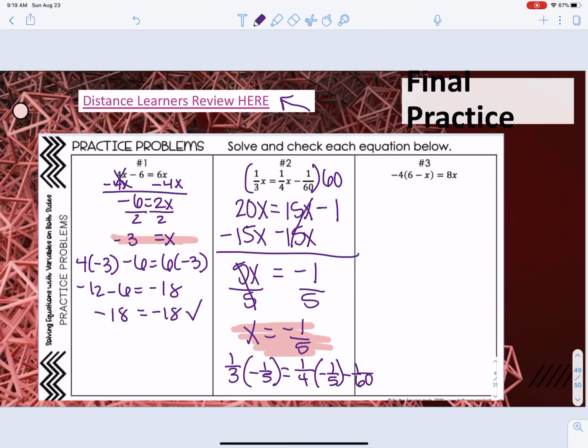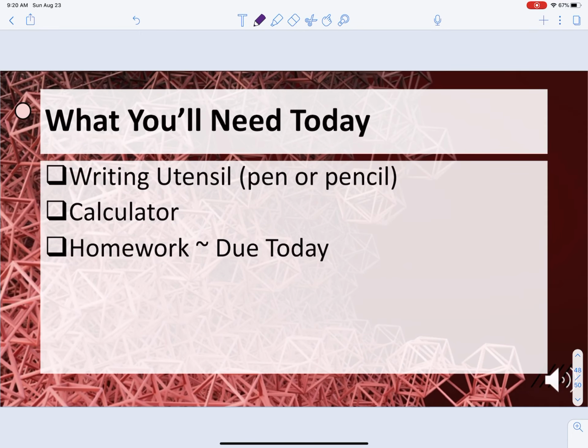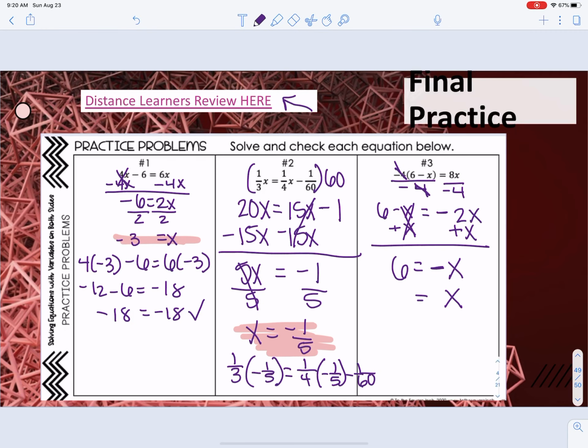Okay. In number 3, I'll just choose to go ahead and divide both sides by -4 because I don't want to distribute because I don't have to all the time. So my -4s will disappear and I'll have 6 minus x. And then a positive divided by a negative is negative, and 8x divided by 4 is 2x. I'll move my variable terms to the right this time. And so 6 is equal to -x. So that means that x is equal to -6. And I'm going to check it to make sure I was correct.